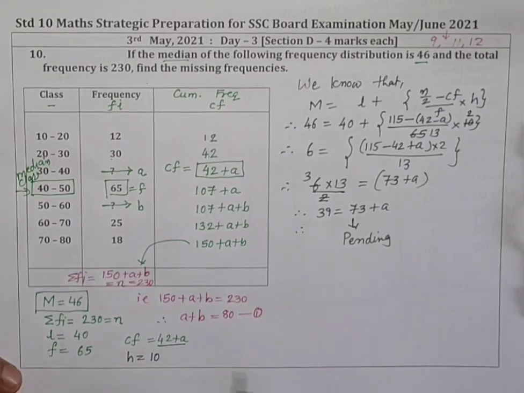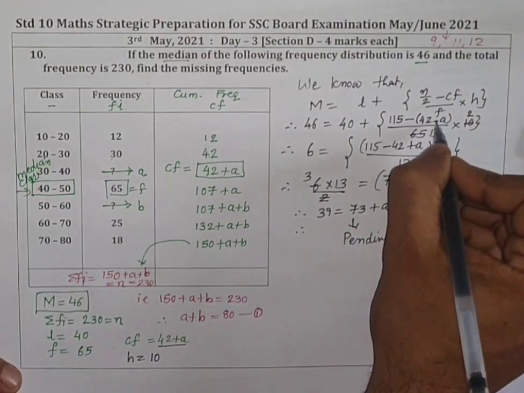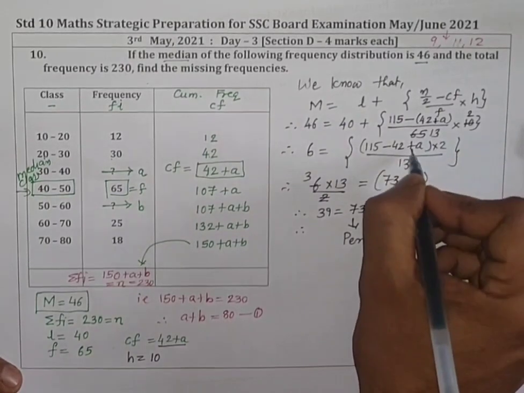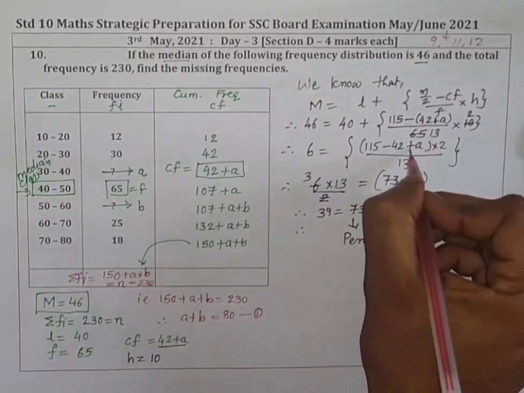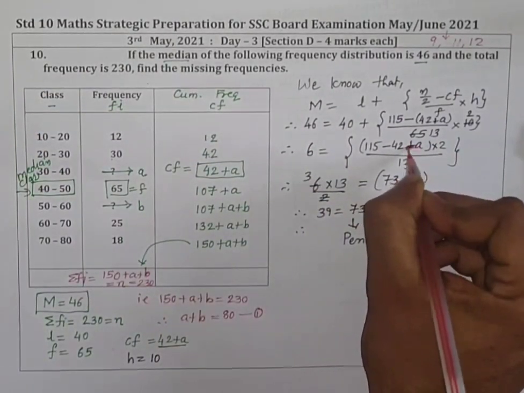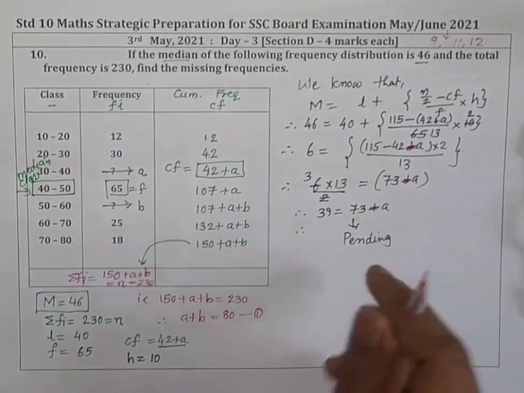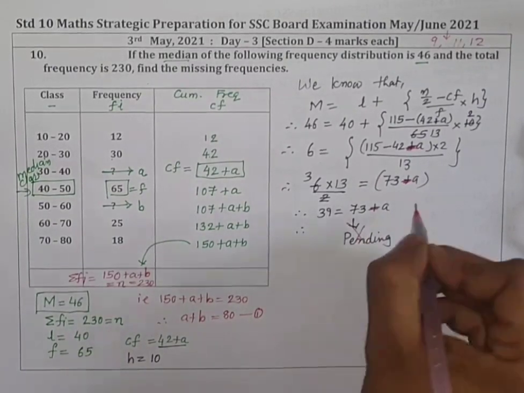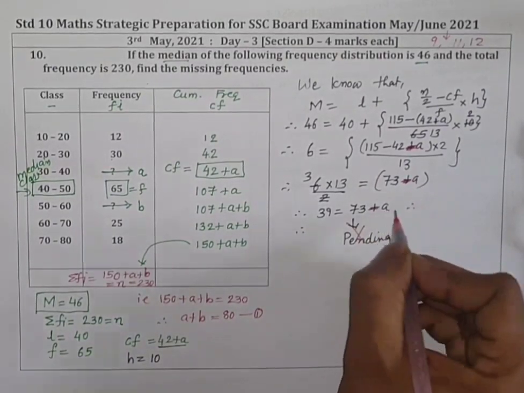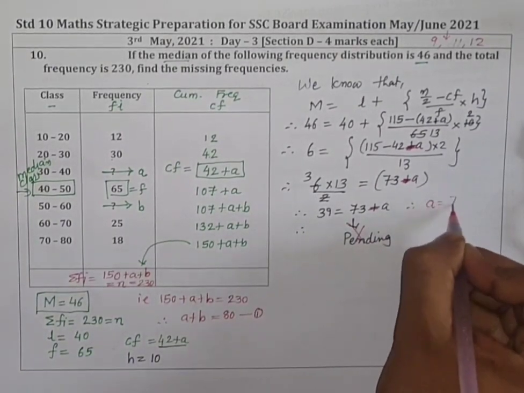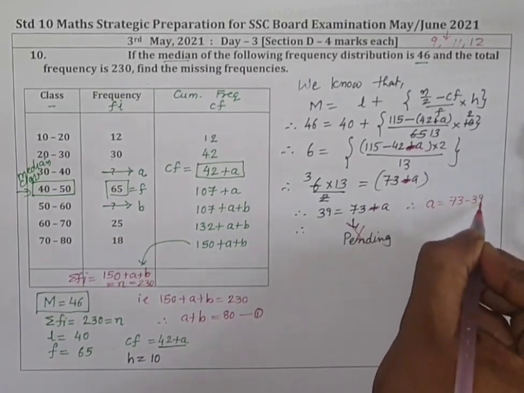This is 42 plus A. See this plus A, so this becomes minus A. This becomes minus A. This becomes minus A. So अब पेंडिंग रखने की जरूरत नहीं है. Therefore ये A बाजू आया and that is 73 minus 39.